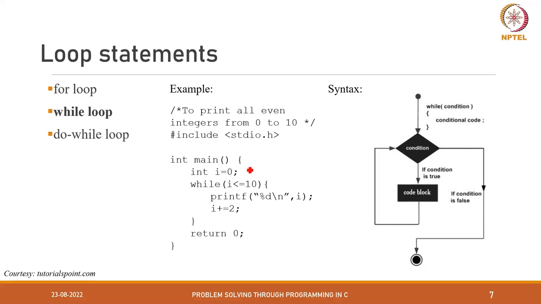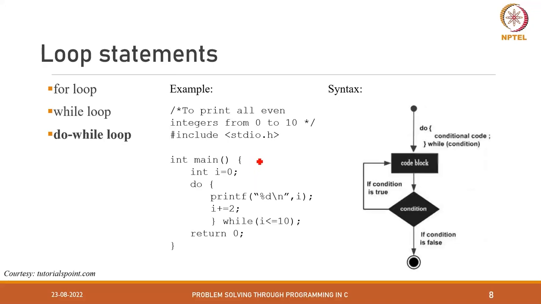Okay, so then there is this third looping statement, which is a do while loop. Here the first and the very important difference is that the condition checking occurs at the end. So there is definitely one iteration always occurs, because the condition is checked at the end of the loop.